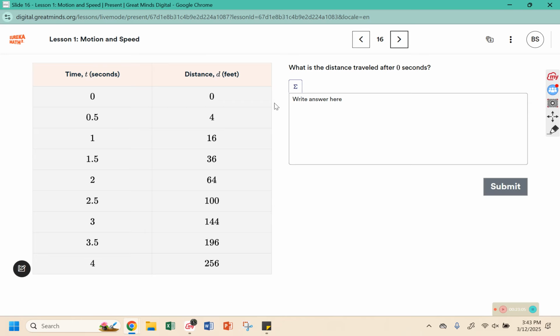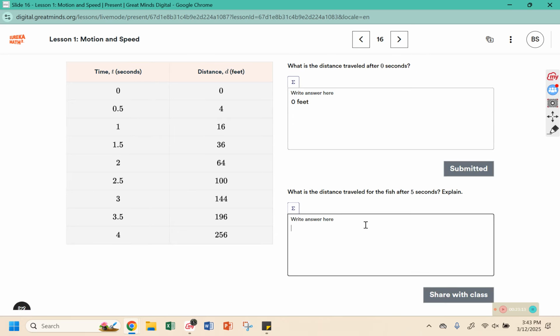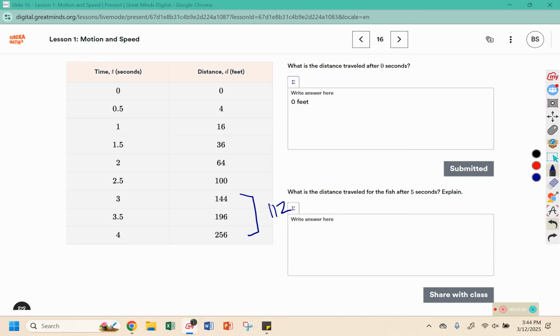What is the distance traveled after 0 seconds? That was 0 feet. What was the distance traveled after 5 seconds? From 3 to 4 seconds, 144 plus 112 makes 256. From 2 to 3 seconds, 64 plus 80 would give us 144. From 16 to 64, that was a change of 48.